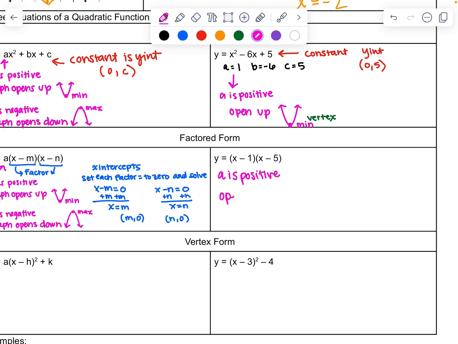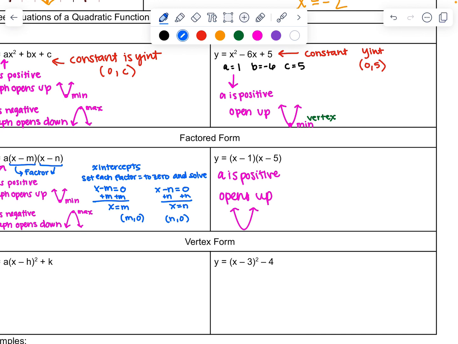We know it opens up. All of our examples are going to open up because all 3 of these represent that function that we graphed on the front. I wanted you to be able to see all of the information for one function so that we could tie it together, and then we will practice with some other functions.